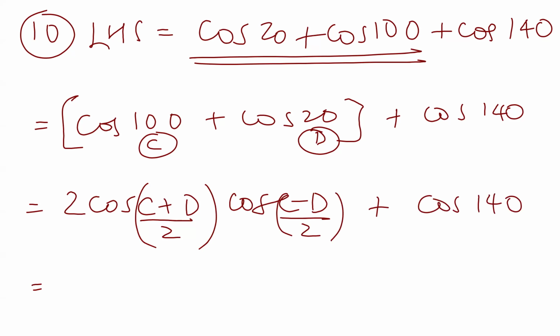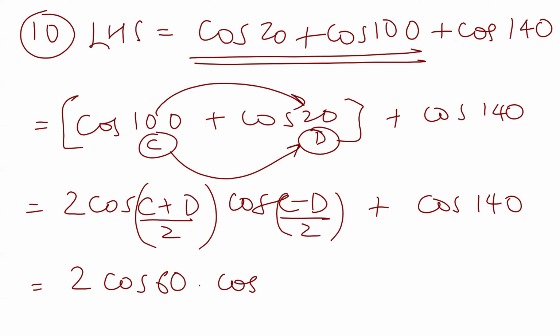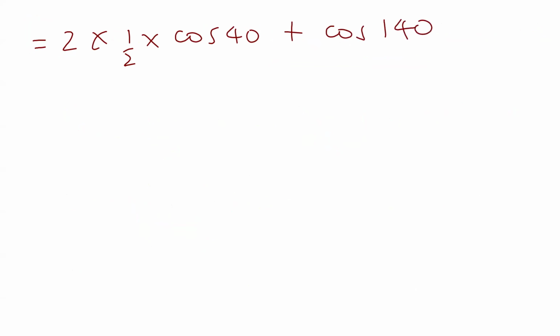So 2 cos (C plus D), 100 plus 20, that is 120 divided by 2, which is 60, and 100 minus 20, that is 80 upon 2, which is 40, plus cos 140. Now cos 60 is half. We can take this cos 60 as half. So 2 into half into cos 40 plus cos 140. 2 and 2 will get cancelled. So we are left with this.